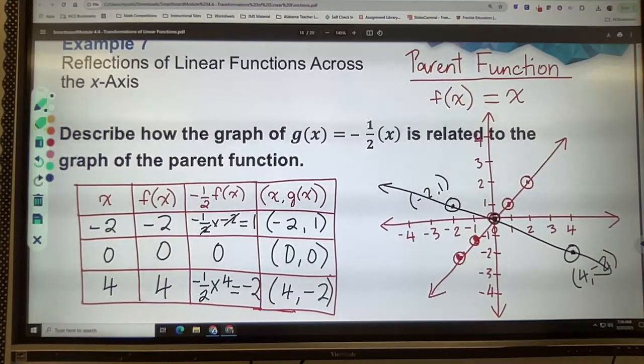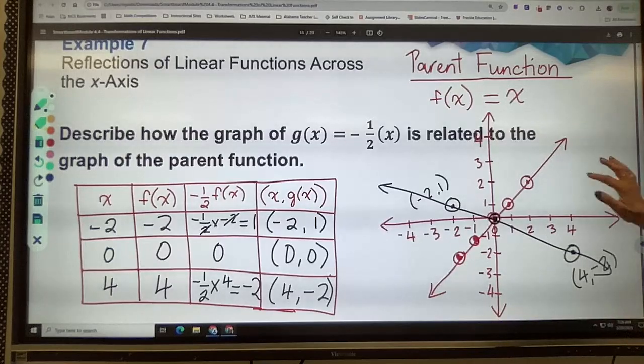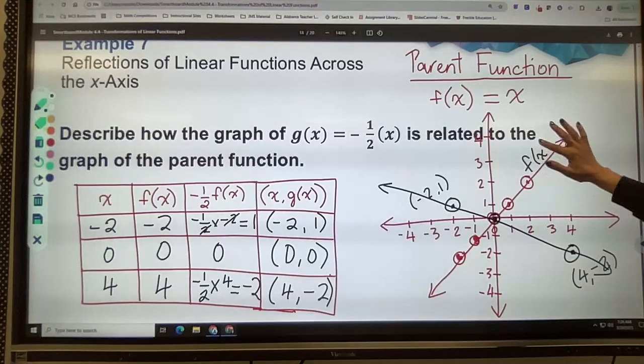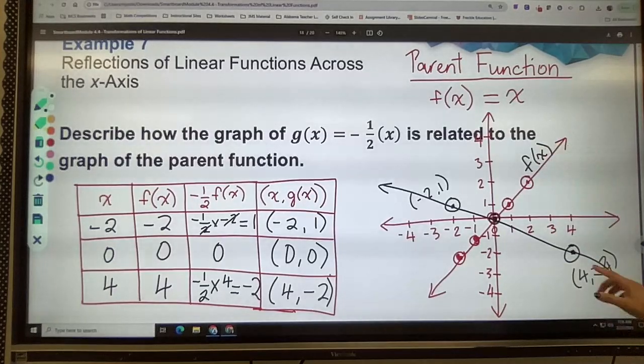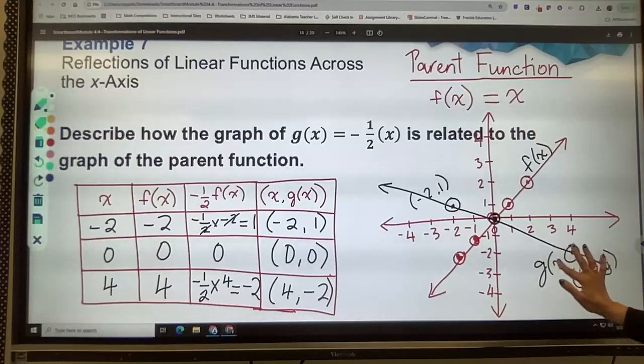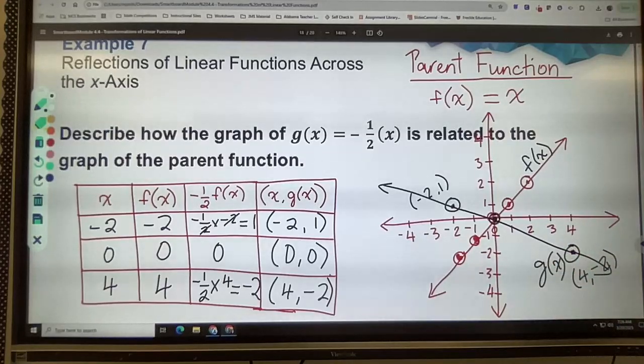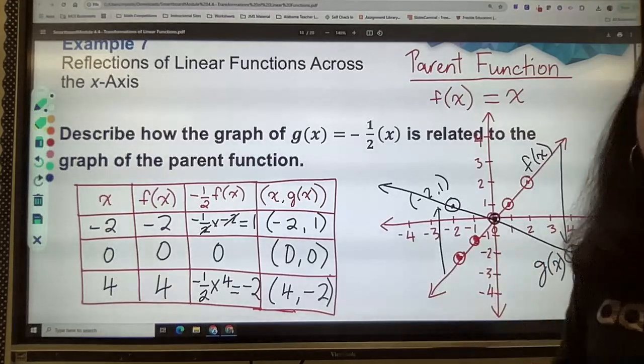Okay, so what do I notice? Just look at this. This is my f of x, and this is my g of x. Okay, so here, look at this thing now. All right, so this is definitely, once again, vertically compressed, and it is reflected across the x-axis. So this is one of the examples I wanted to show you.